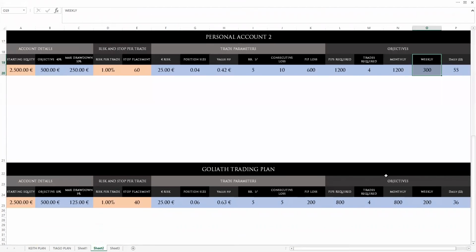Now, the last one is the Goliath account.